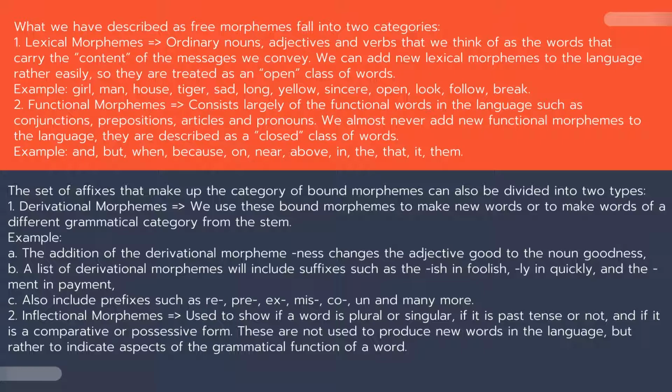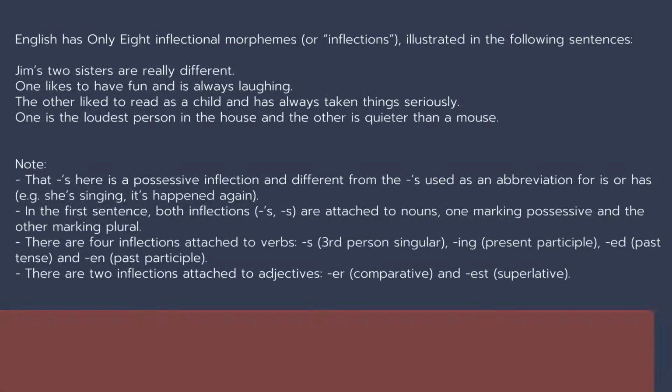2. Inflectional morphemes are used to show if a word is plural or singular, if it is past tense or not, and if it is a comparative or possessive form. These are not used to produce new words in the language, but rather to indicate aspects of the grammatical function of a word.